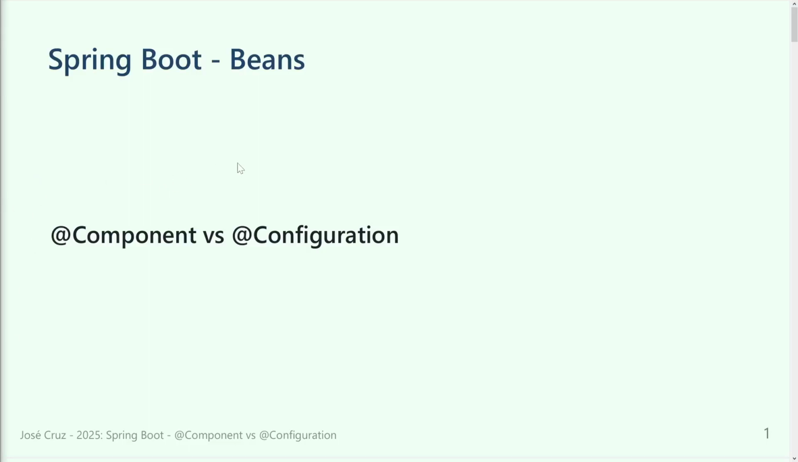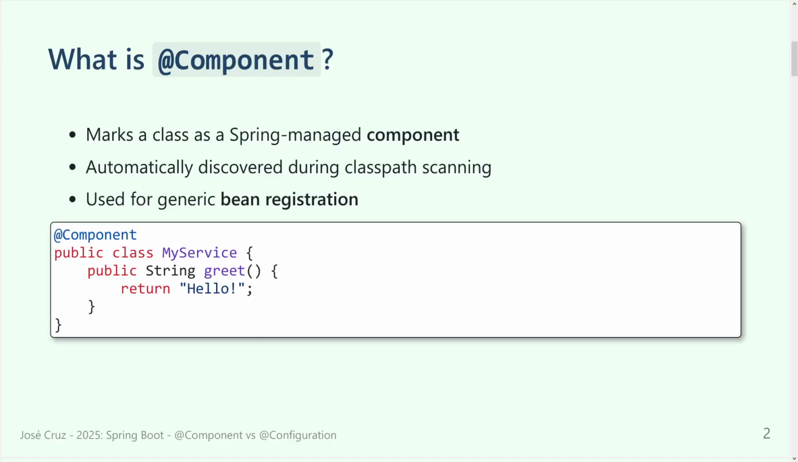Today I'd like to talk about the difference between component and configuration. What is a component? Component is an annotation that you put on a class to mark it as a Spring managed component. And when we talk about components, of course, we include something like service, repository, REST controller, and others. They are also components because those annotations already include the component annotation if you look into the source code.